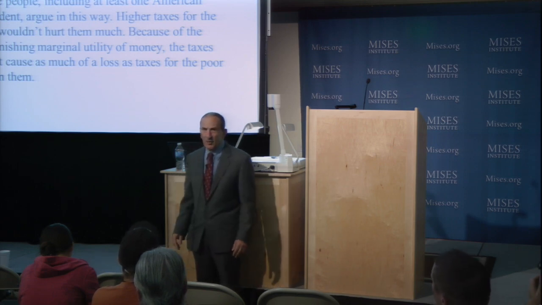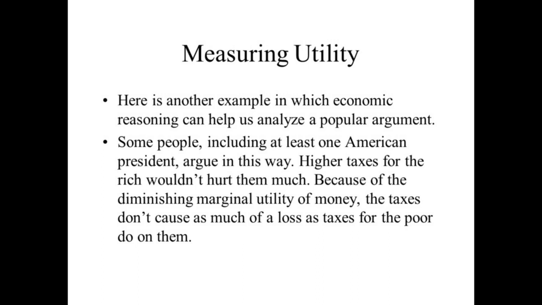Now, I'll give another example of where we can use Austrian economics, a conclusion that would be of help in analyzing a particular argument. Some people, including a certain American president, who I won't mention by name, but we've got him now, have argued in this way. They say, well, it would be a good idea to impose taxes on the very wealthy because the very wealthy aren't going to miss the money very much. If you have, say, $100 million, losing a couple hundred thousand dollars isn't going to matter very much.